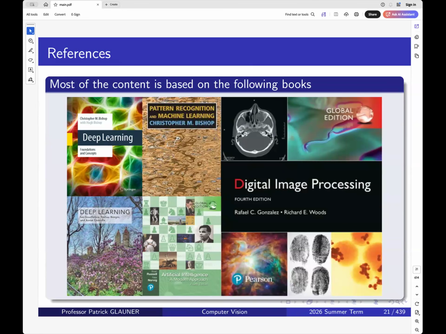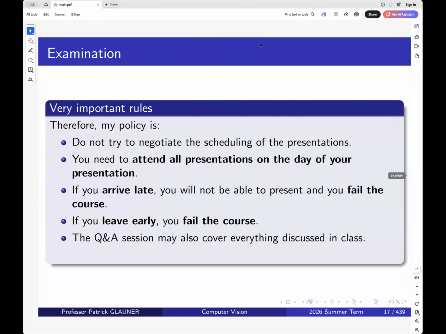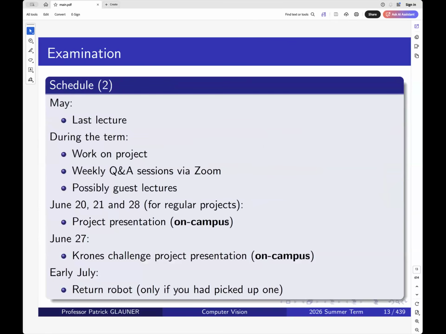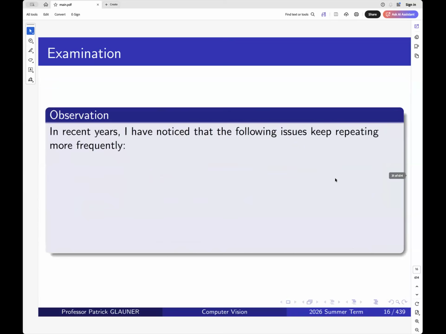There is a question. A student says that one of his friends is doing a semester abroad. Can that person join the presentations? That's not possible. So the presentations only take place on campus, and there are no exceptions. Because in the past, there were exceptions, but there's a lot of fraud and people overuse these exceptions.